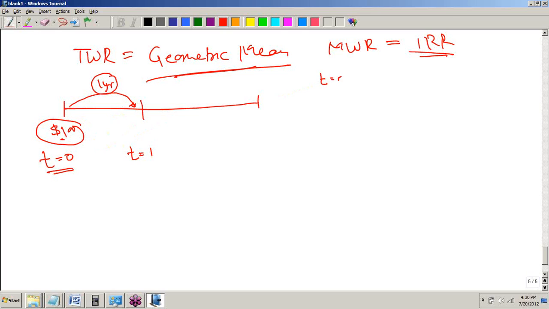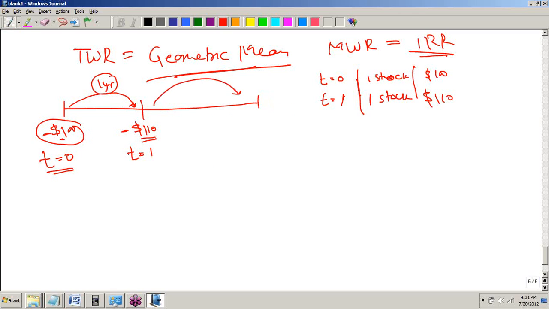At t equal to 0, you bought one stock, investing $100 in it. At t equal to 1 you are also interested in investing in one stock, but because the price has increased by 10%, the price has become 110. So it requires you to make an investment of 110. Since your money is going out, we'll write this as 110. Assume this is a non-dividend paying stock, and then 1 year has passed.